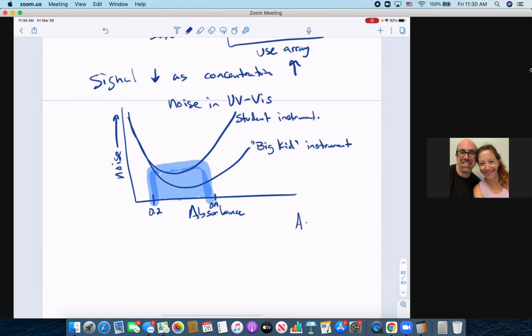Going back to the idea that Beer's law kind of works, going from 0.2 to 0.9, and let's round up from 0.2 to 1.0. What concentration range is that if Beer's law is working linearly? If you go from an absorbance of 0.2 to an absorbance of 1, or in reverse, how much is your concentration changed? Assuming that Beer's law is working that day.